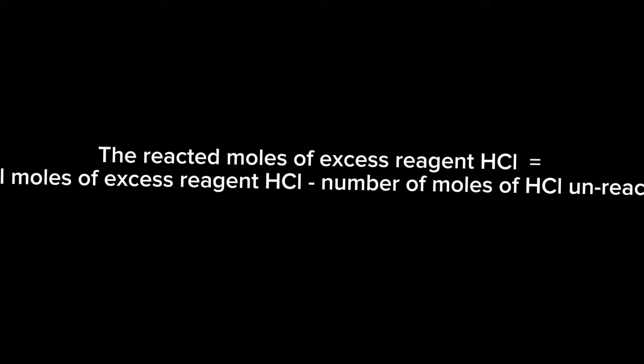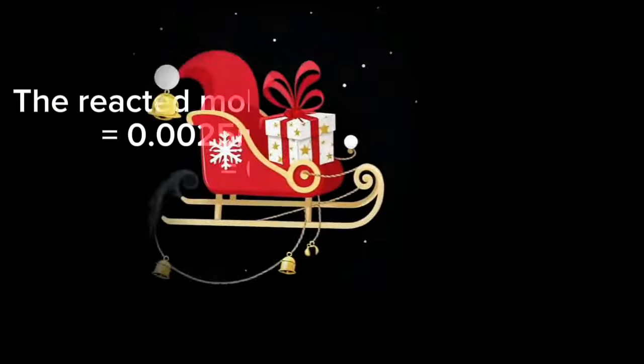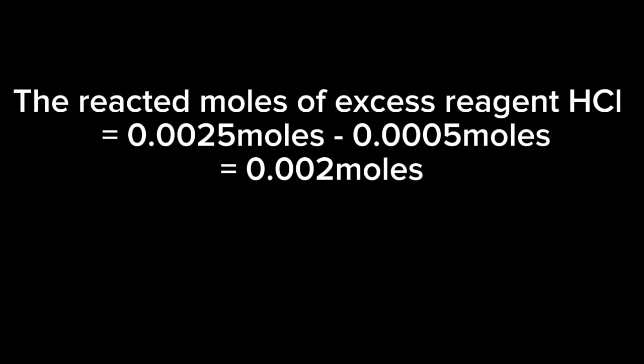The reacted moles of excess reagent HCl will be equal to the total number of moles of excess reagent HCl minus the number of moles of HCl unreacted. The reacted moles of excess reagent HCl is equal to 0.0025 moles minus 0.0005 moles, which is equal to 0.002 moles.